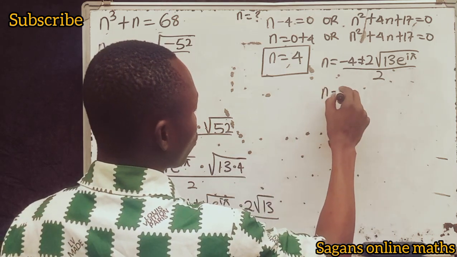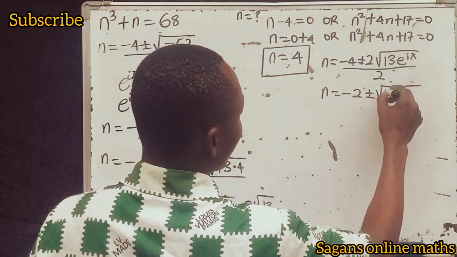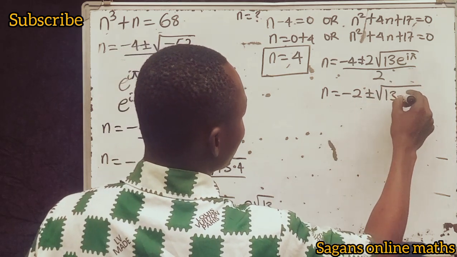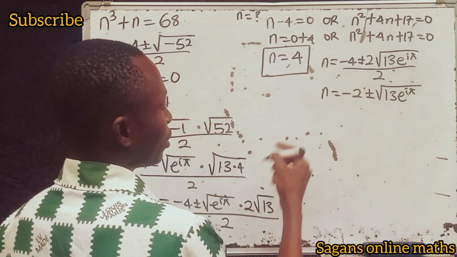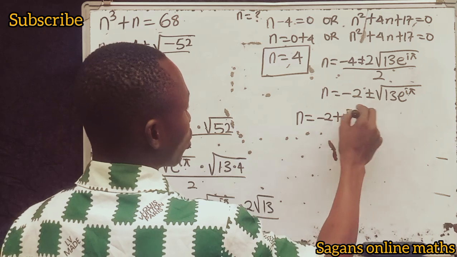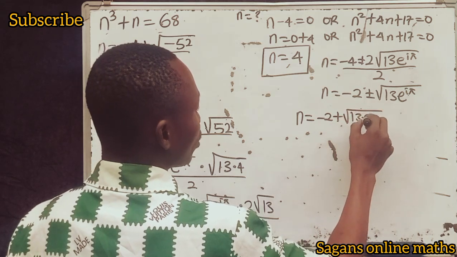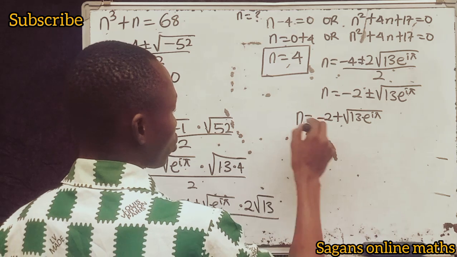That means our n will be equal to -2 plus or minus root 13 multiplied by e to the power of i pi, because this 2 will cancel out this 2. So this is what we are left with. That means our n will be equal to -2 plus root 13 multiplied by e to the power of i pi. This is one of the solutions. So you can call this a second solution.